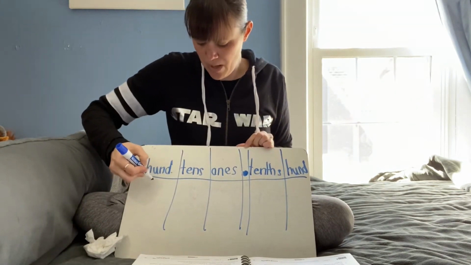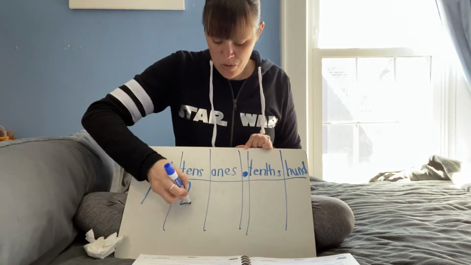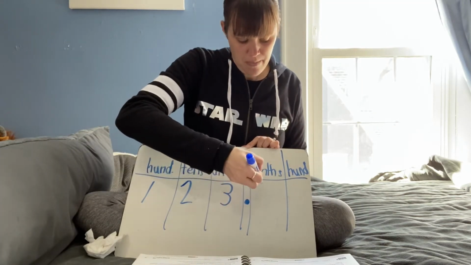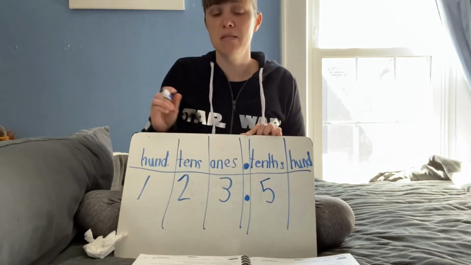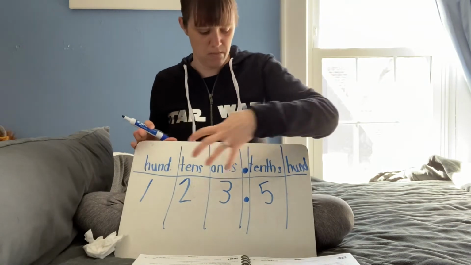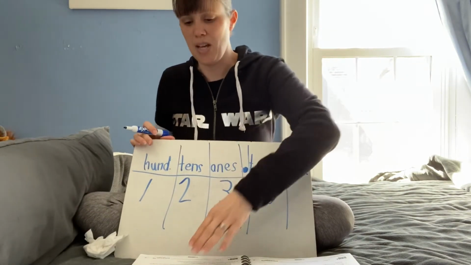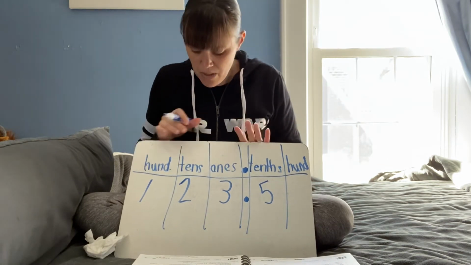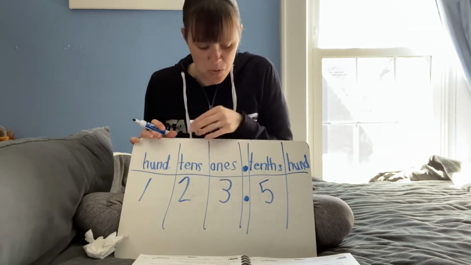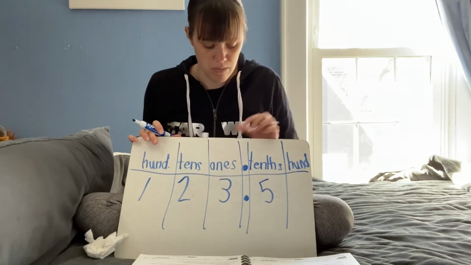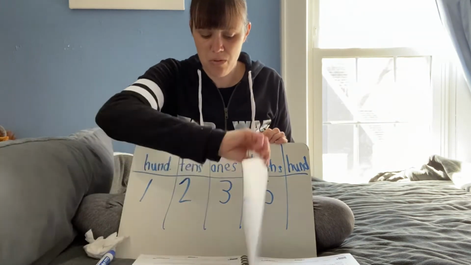So maybe we have 123 and 5/10. Okay, so this is not exactly what I had to do today. Our problem set is actually pretty easy, and you'll understand it. But I just wanted to show you how you set up the place value chart, which of course we will do at some point.